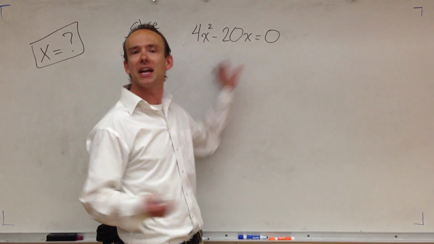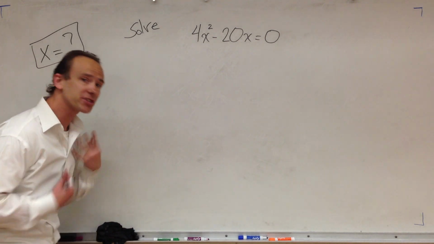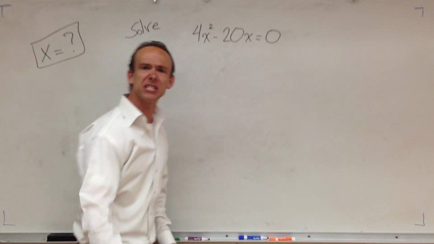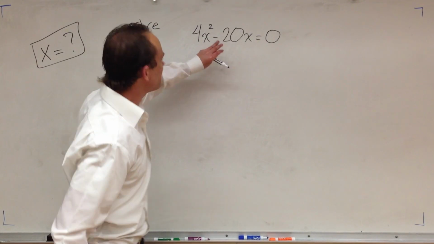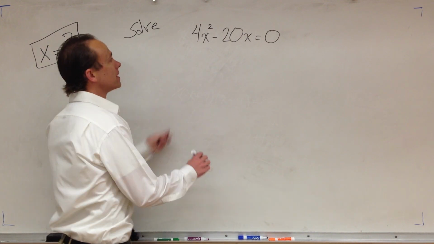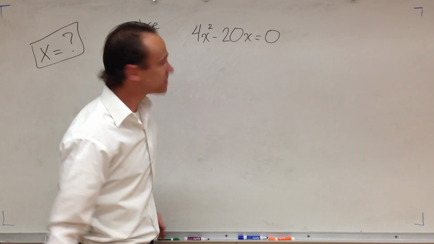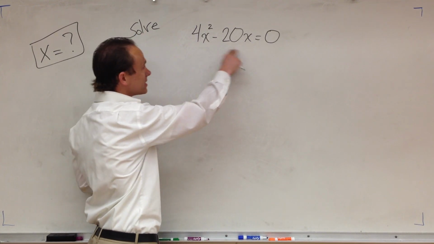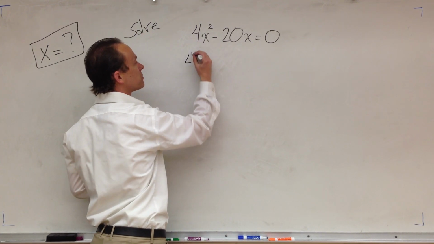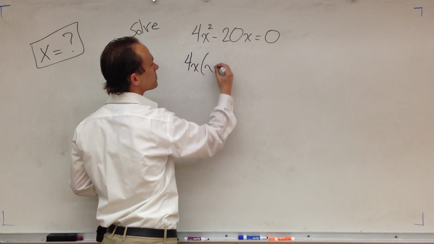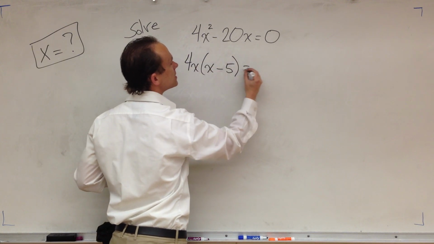Just a little bit because there's not 3 terms now. But we're solving by factoring, which means you must factor. And you can factor this. There's 2 terms. So my question is, is there a greatest common factor? Well, there is. It's 4x. So I'm going to take out a 4x. And I'm left with x minus 5 is equal.